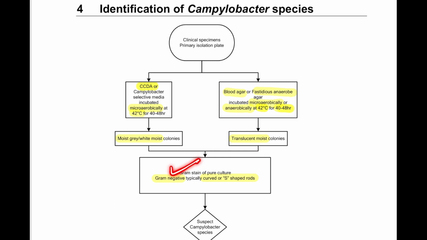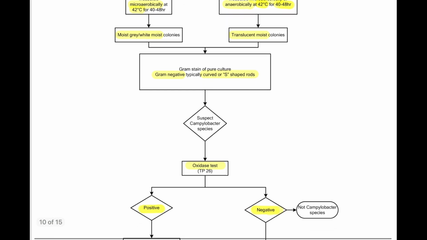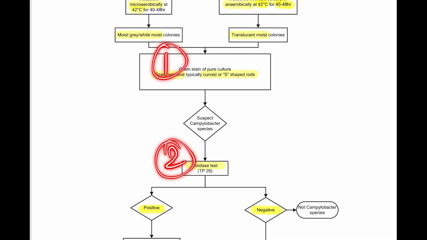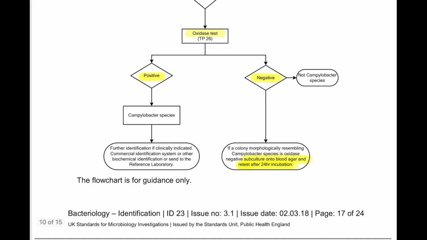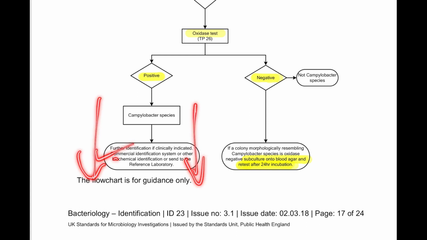Then you should do gram staining and you will see gram negative curved S shaped bacteria. The next thing that you will do is the oxidase test, and that we usually expect positive. If it is negative, don't just say that it would not be Campylobacter. If clinical features and colony are resembling, then you should subculture to blood agar and retest after 24 hours. So oxidase is usually positive, then further identification is as and when required. So you can use commercial ID, MALDI-TOF or biochemical reaction.